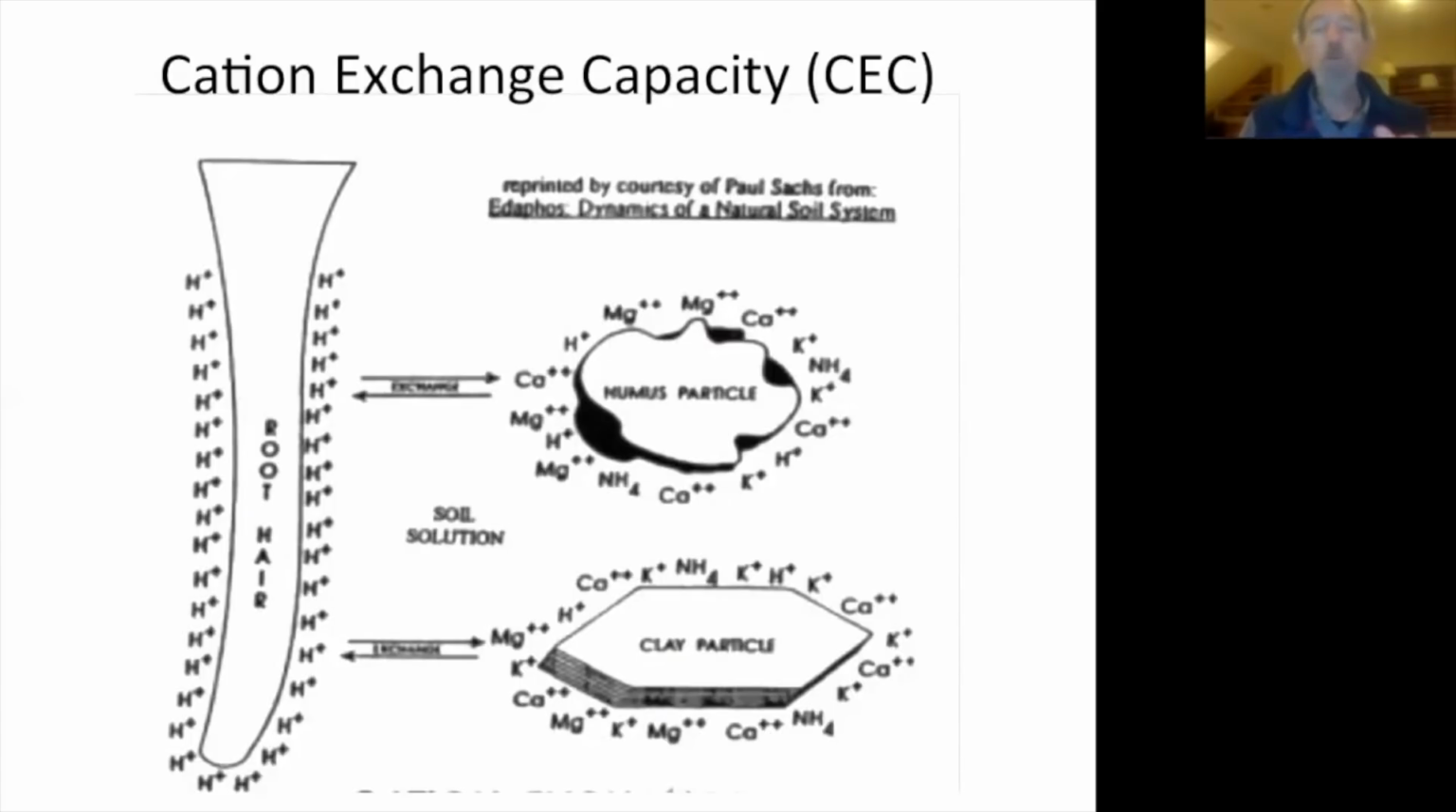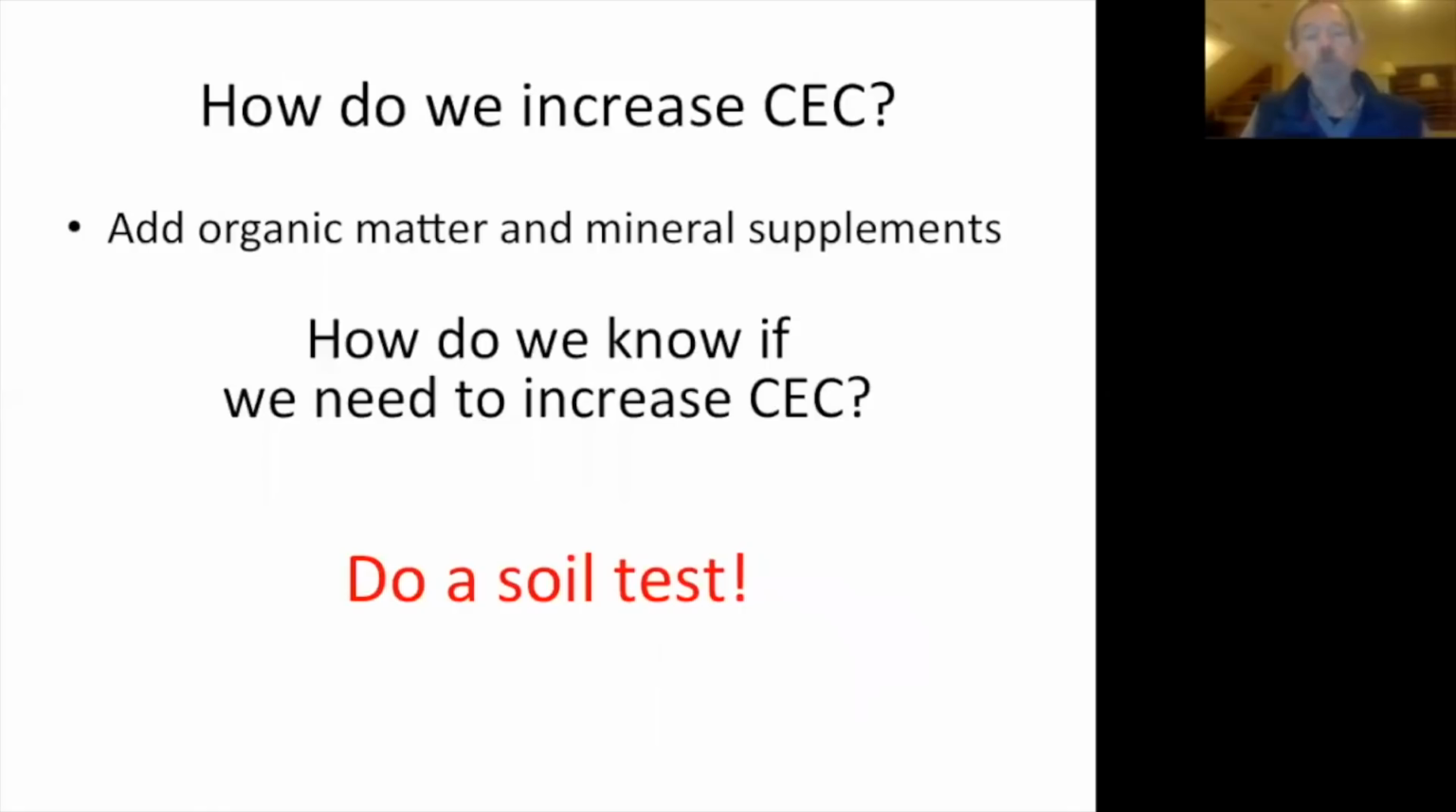And the higher your CEC, in general, the better your soil is at holding nutrients and offering them to your plants and other things that need them. So you want to build up the CEC in your soil. And again, you do that mostly by adding organic matter. All right, so how do you increase CEC? As I was saying, you add organic matter and these mineral supplements.